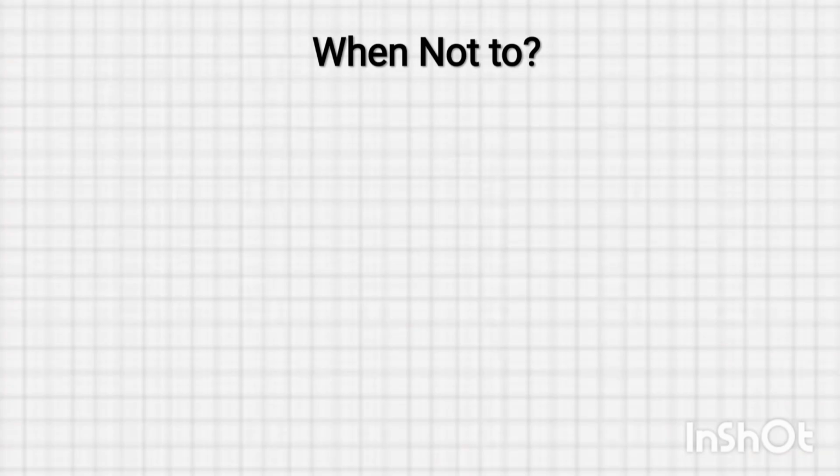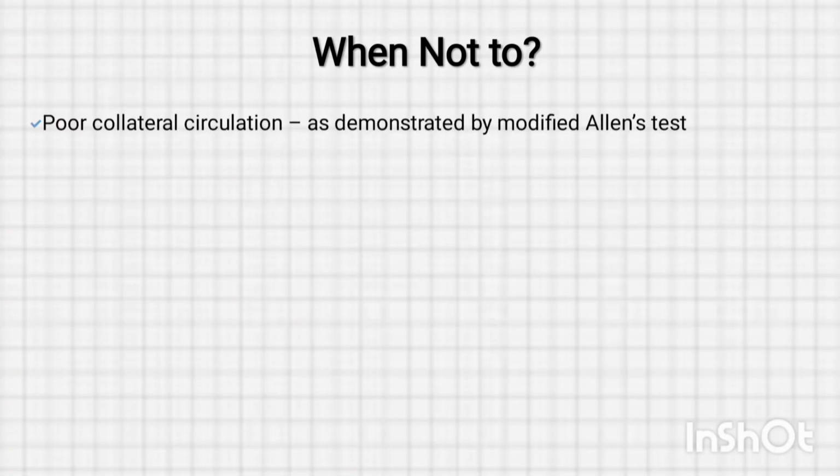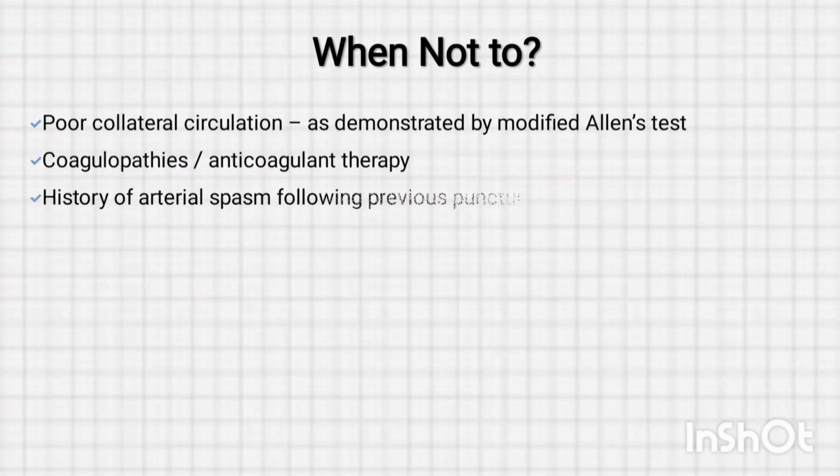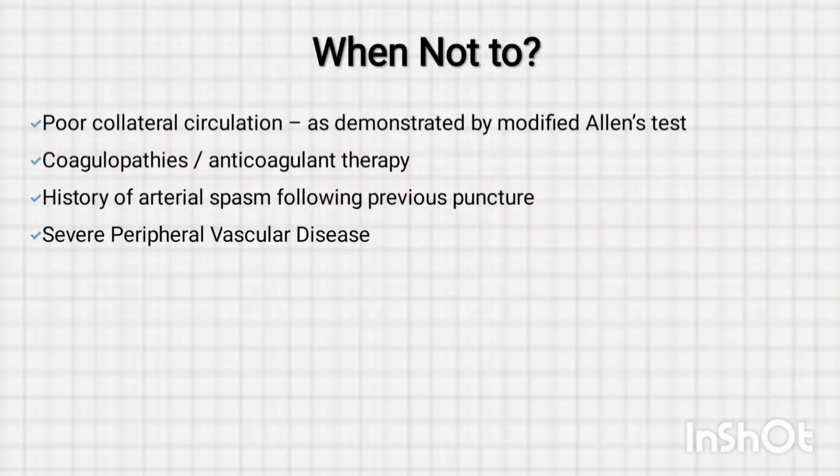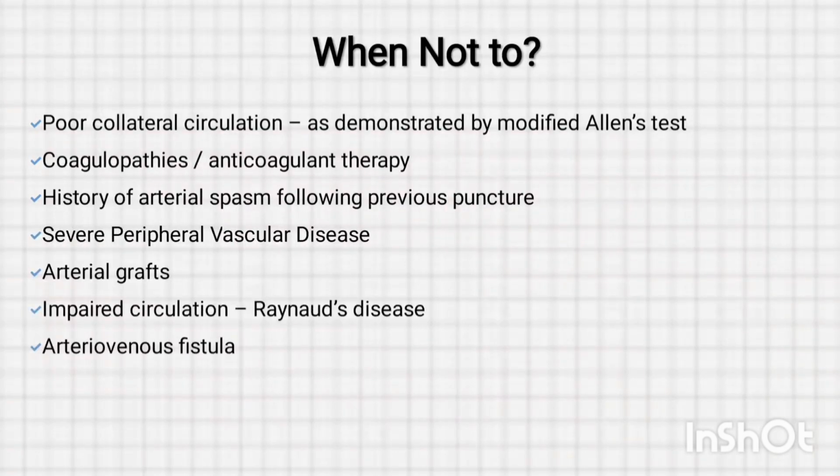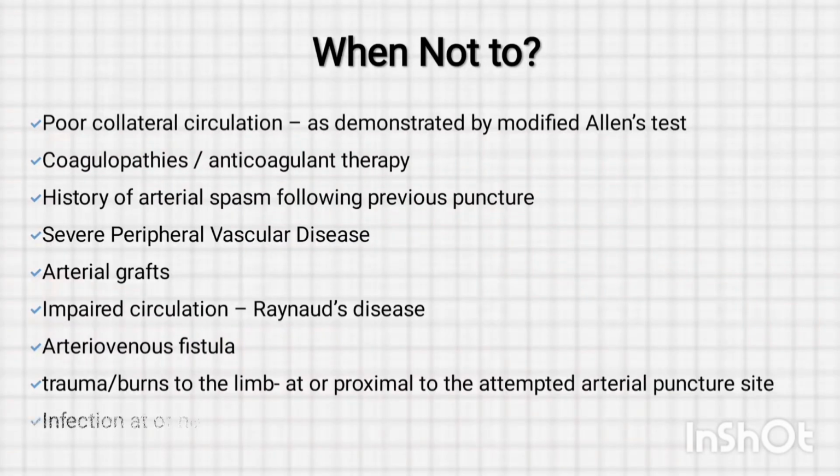Now you should also know what are the contraindications, when you should not do ABG. So first thing is, if there is any poor collateral circulation, as in case of radial artery, we do modified Allen's test. Others like coagulopathies or any history of arterial spasms, severe peripheral vascular diseases, arterial grafts, impaired circulation, AV fistulas, trauma, burns, infection at or near the puncture site.